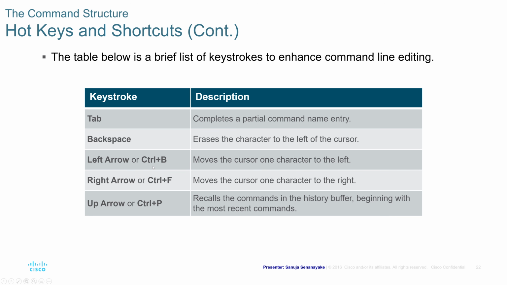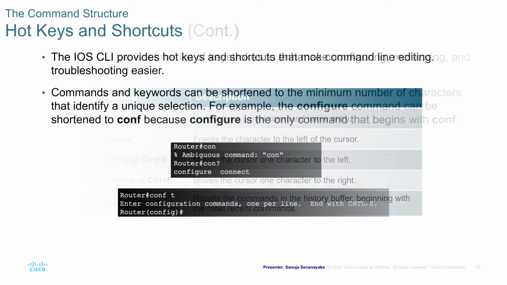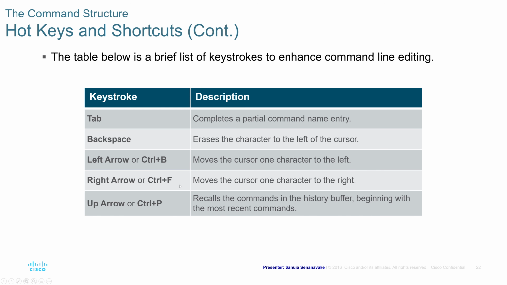The left arrow or CTRL-B moves the cursor one character to the left. So if you are in the middle of entering a command, for example, if you are entering conf t and you enter M by mistake here for something, you can go back here and then change that letter in this case. And the right arrow does the opposite of that. It moves the cursor to the right.